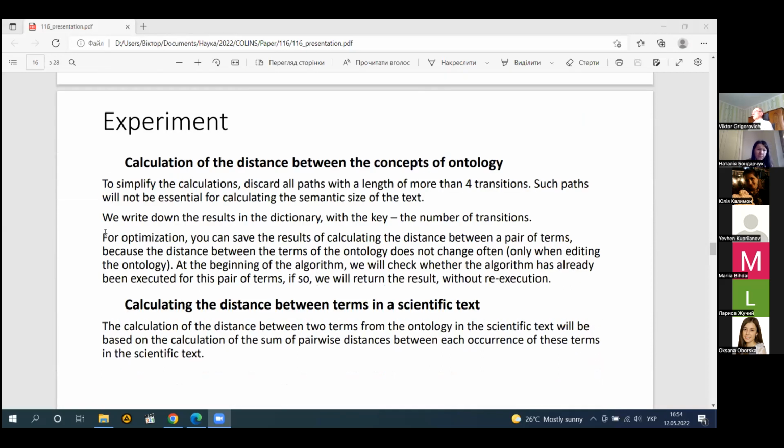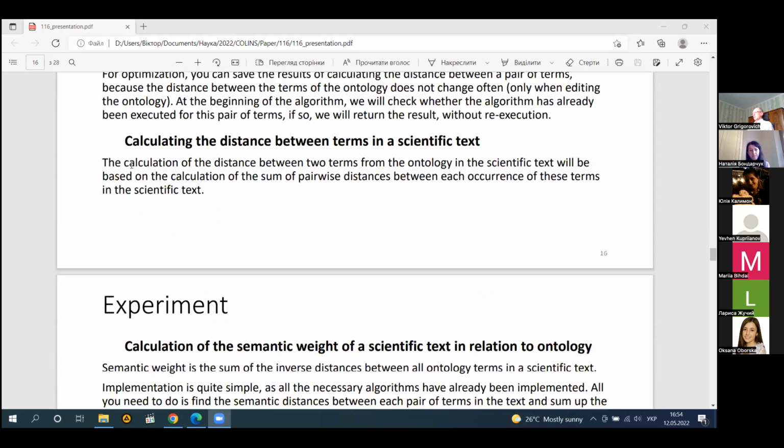To simplify the calculation, we discard all paths with a length of more than 4 transitions. Such a path will not be essential for calculating the semantic weight of text. We write down the result in the dictionary with the case and number of transitions. For optimization, we save the result of calculating the distance between a pair of terms, because the distance between the terms of ontology does not change often, only when editing the ontology. At the beginning of the algorithm, we check whether the algorithm has already been executed for this pair of terms. If so, we return the result without the execution.